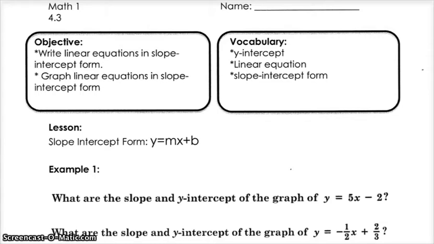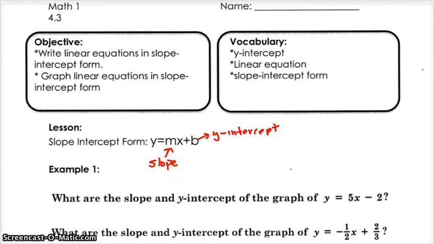So, here's the big deal. Slope-intercept form is a linear equation written in the form y equals mx plus b. It's important to know that m represents the slope and b represents the y-intercept. Remember that the y-intercept is where the graph crosses the y-axis. The slope is the rate of change. It's the rise over the run.